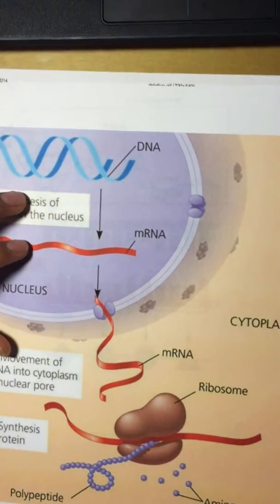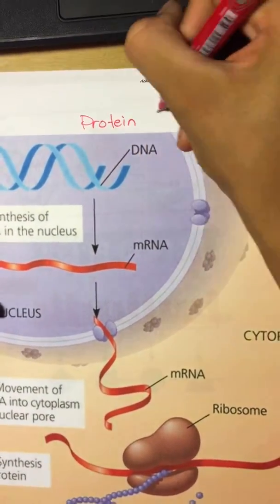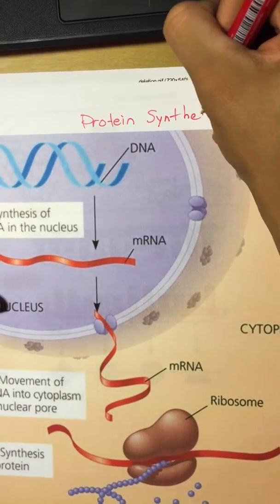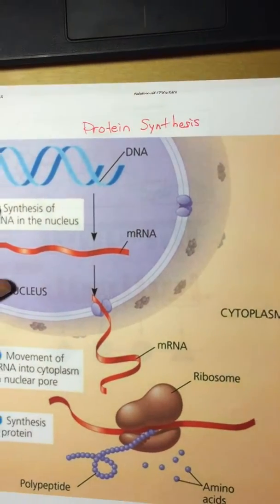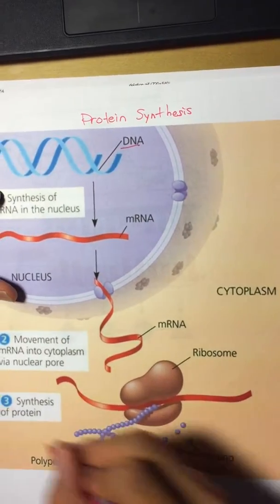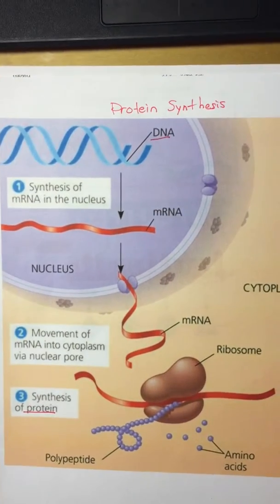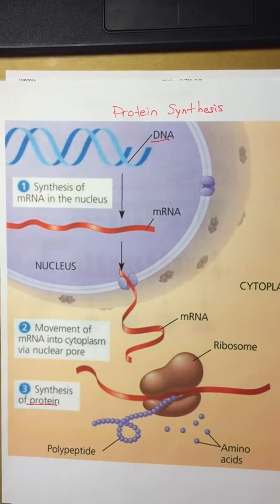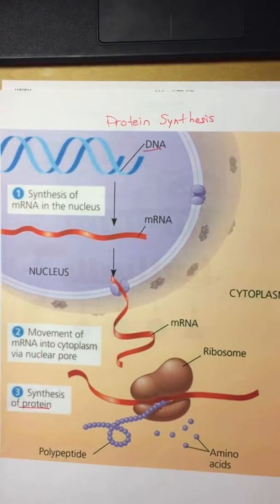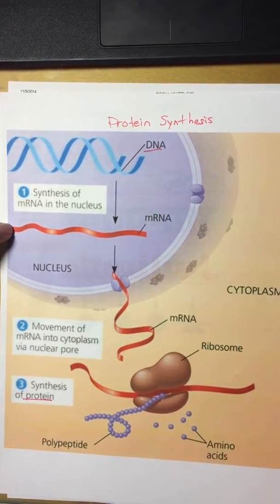Next, we're going to be moving on to protein synthesis. Essentially, what protein synthesis is, it's going from DNA to proteins. This is just a basic overview of what happens during protein synthesis. We're going to be focusing on how it happens in a cell with a nucleus, which is called a eukaryotic cell.